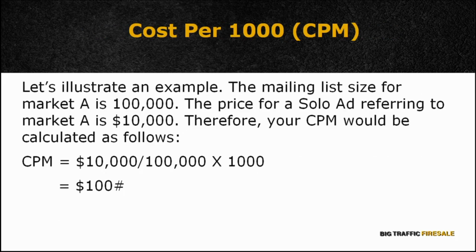Let's illustrate an example. The mailing list size for Market A is 100,000. The price for a solo ad referring to Market A is $10,000. Therefore, your CPM would be calculated as follows: CPM equals $10,000 divided by 100,000 times 1,000, which equals $100. This means it'll cost you $100 to reach 1,000 audience in Market A.